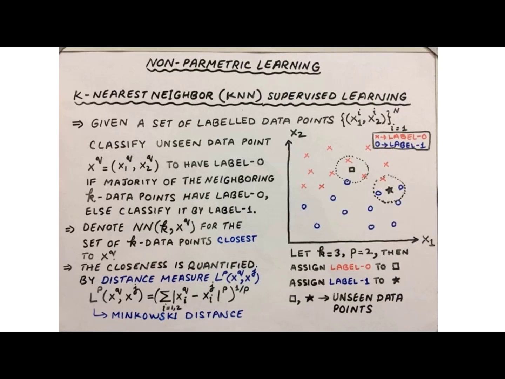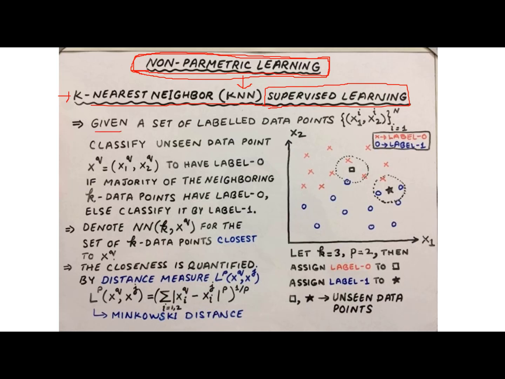Note that learning can also be accomplished without computing the parameters of any probability density function or any probability expression. That kind of learning is known as non-parametric learning. To understand non-parametric learning, we first introduce an example, and the most famous example that comes to our mind is k nearest neighbor learning.